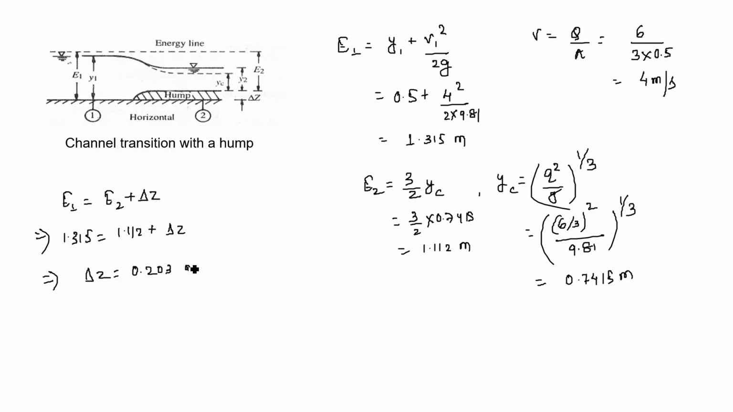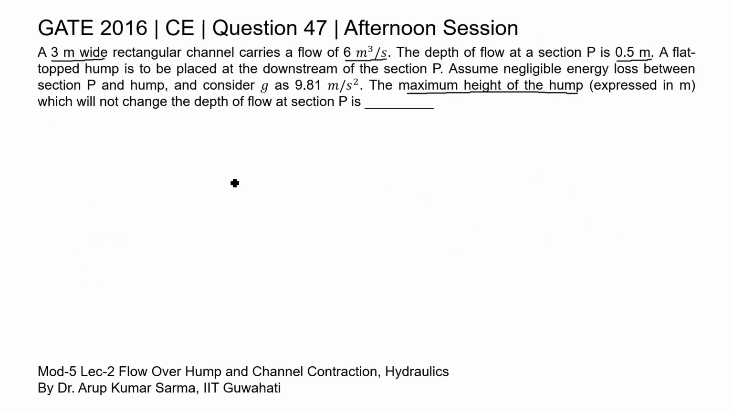0.203 meter. So for this question we got the maximum height of the hump which will not change the depth of the flow at section P as 0.203 meter. So 0.203 is the correct answer for this question. Thank you.